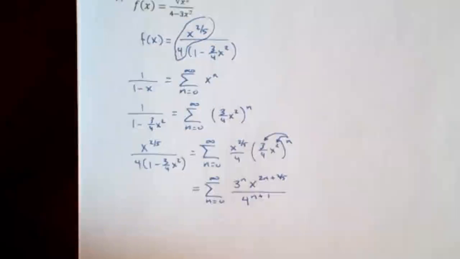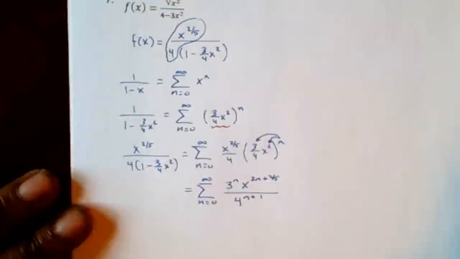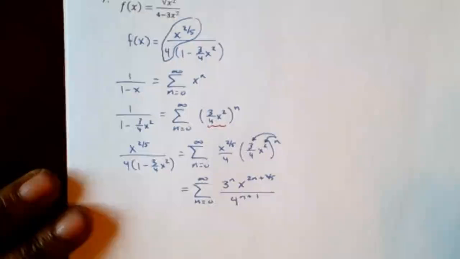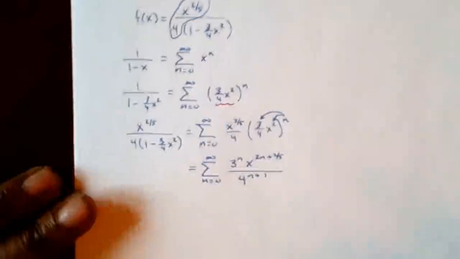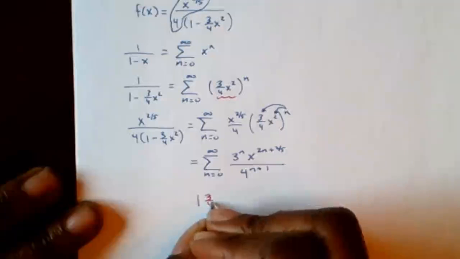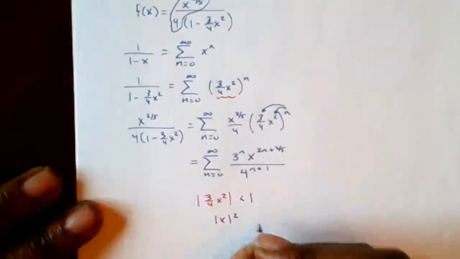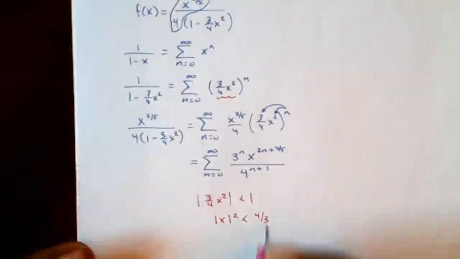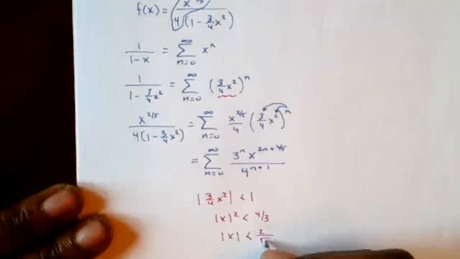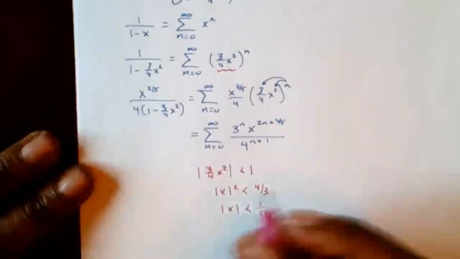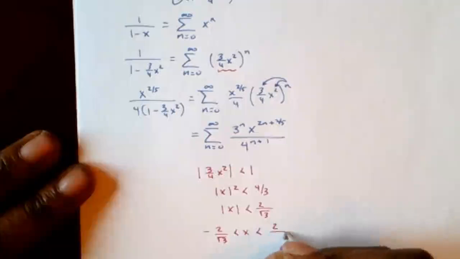All right, so lastly, I need to find that interval of convergence. So again, I'm taking the piece that was raised to the n, and I'm simply going to say that the absolute value of that, let me do it underneath. So the absolute value of 3/4 x squared has to be less than 1, which means the absolute value of x squared has to be less than 4/3, or the absolute value of x has to be less than 2 over root 3, which again simply means that negative 2 over root 3 has to be less than x, has to be less than 2 over root 3.